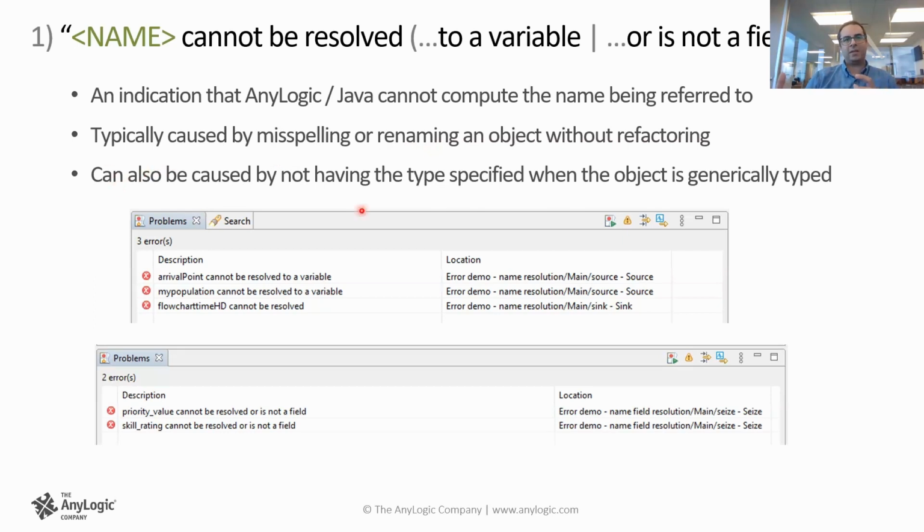The other case, which is very common, is when you're accessing an object and you haven't cast it properly, and AnyLogic doesn't know the specific type that object is from, and consequently cannot find the fields or all the things that belong to it. So it throws an error because it hasn't been cast properly. And I think this will become more clear when we see an example, too.